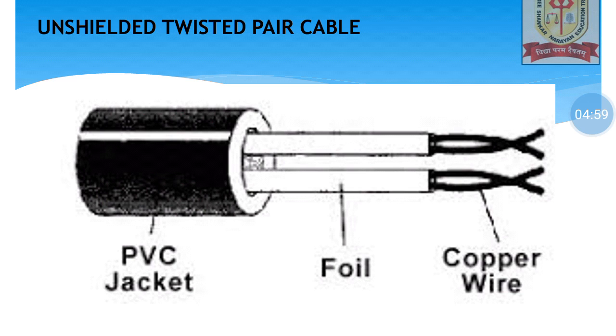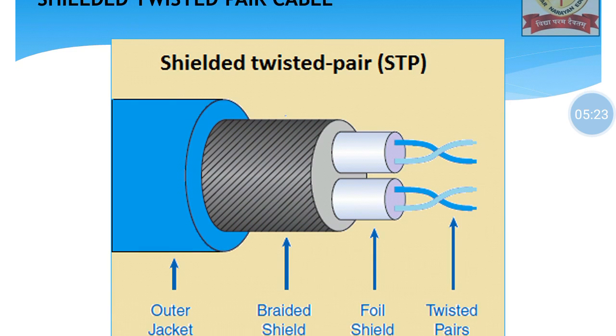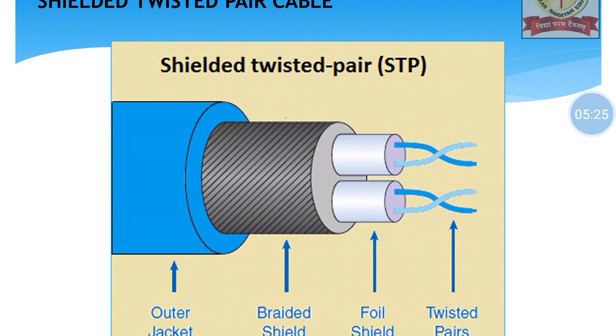As far as shielded twisted pair is concerned, unshielded twisted pair is less protective in nature because we don't have any extra shield to protect us. So this is unshielded twisted pair. We have a polyvinyl chloride jacket, this is a foil, and this is a copper wire. You must have seen this in our cabling systems. We use unshielded twisted pair cable, and this is a shielded twisted pair cable.